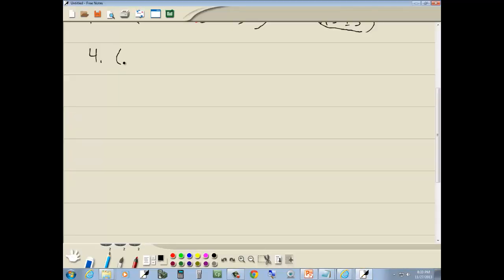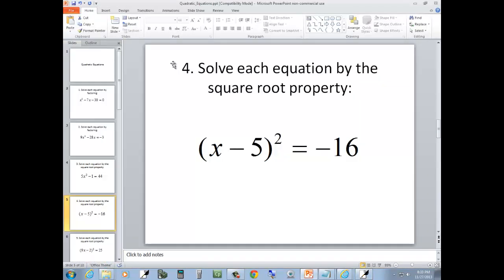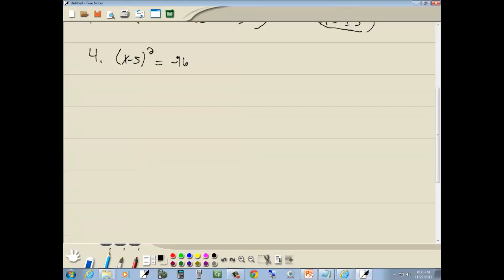You've got (x minus 5) squared is equal to negative 16. Well, it's already in the perfect form. The entire left side is squared, isn't it? Our formula says drop the squared, and you put a plus or minus square root on the other side. So we've got x minus 5 is equal to plus or minus the square root of negative 16. We've got negative 1 times 4 times 4.